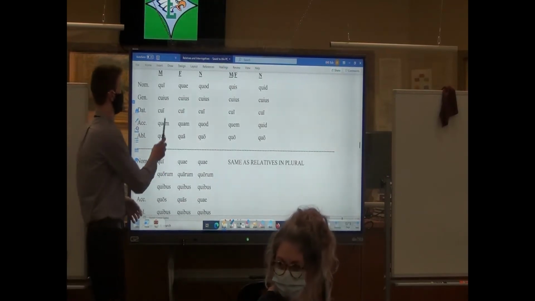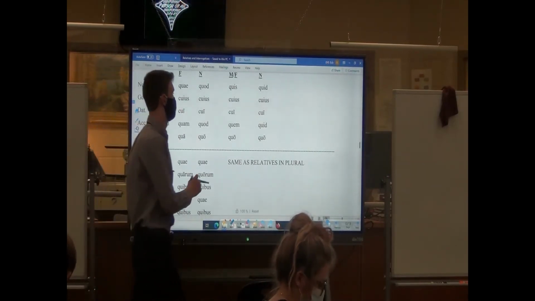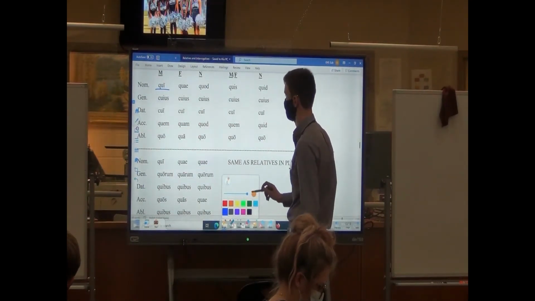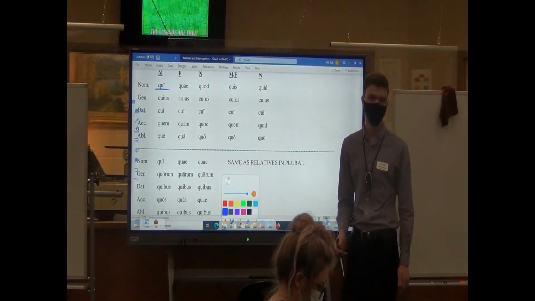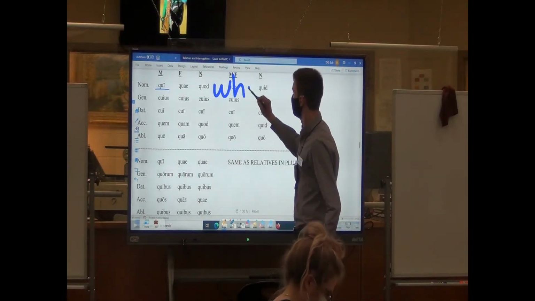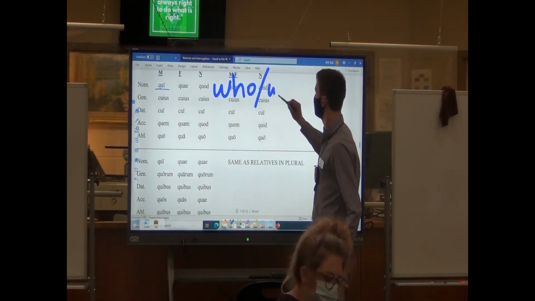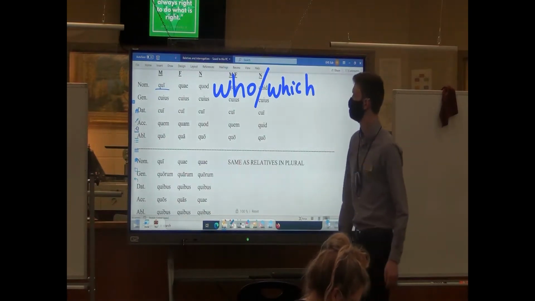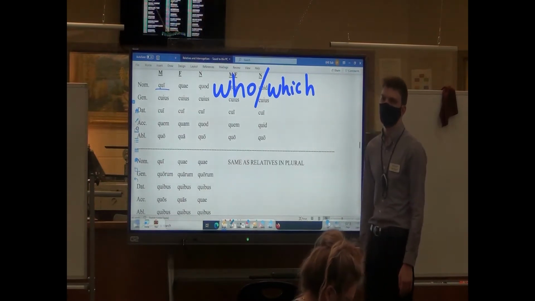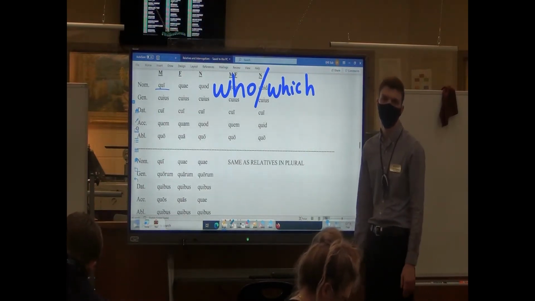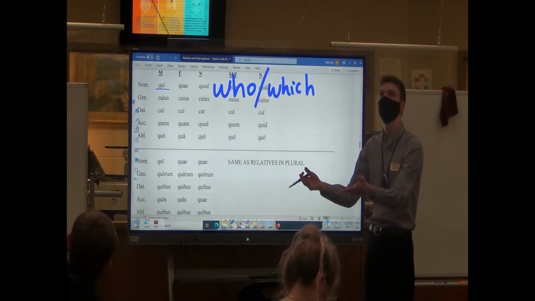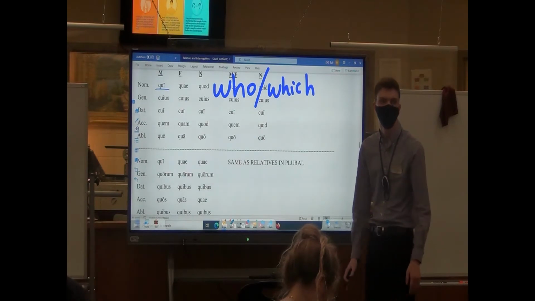So, we would translate the nominative as... any suggestions? How would you translate qui? The girls who? So nominatives are who, or you can say which. So, they are the girls who live in Italy. It is a rock which was thrown. Or which is, I went past it on to you guys. It is a rock which sits there. Right?